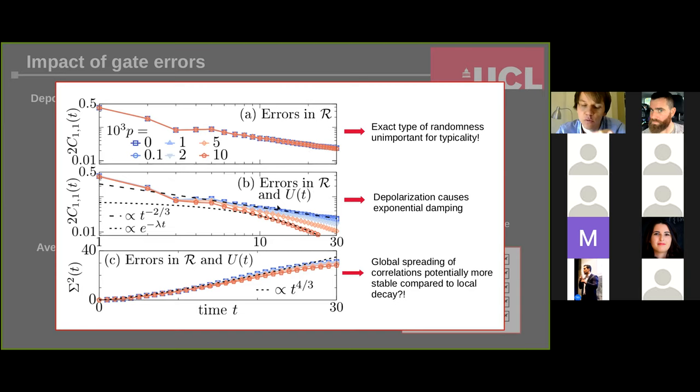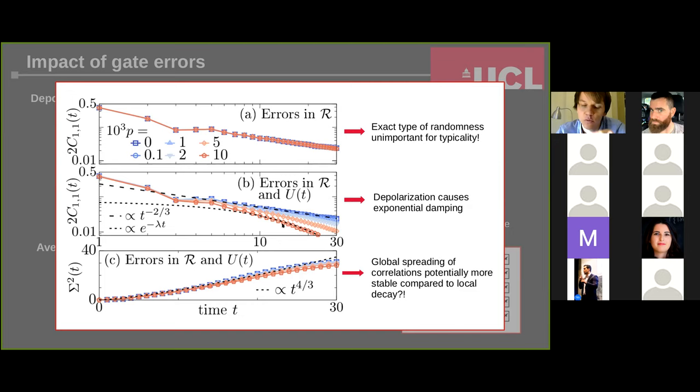And you see that now the curves definitely depend on the error. For small errors, you still get this hydrodynamic power law decay. But if you increase the error rate, then you see that this power law gradually becomes an exponential decay. And this is what one would expect for these depolarization errors, that eventually your signal gets exponentially damped.